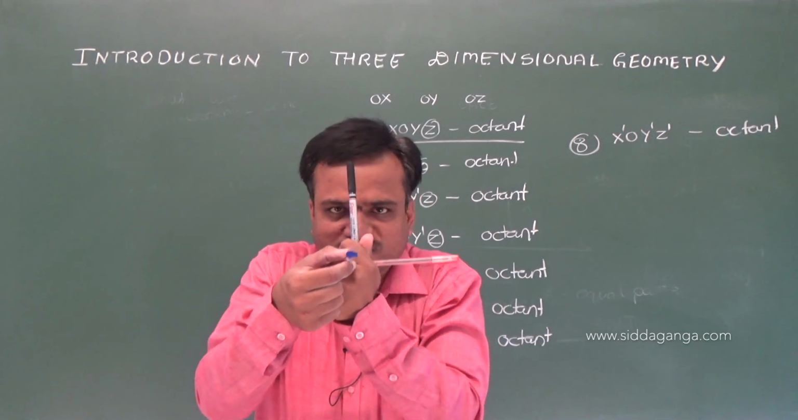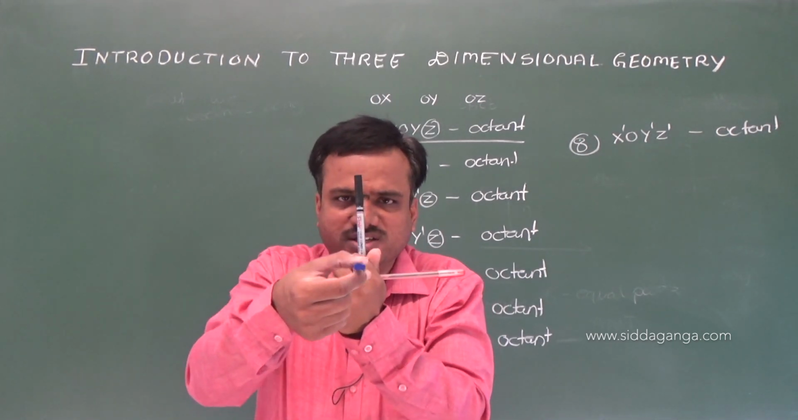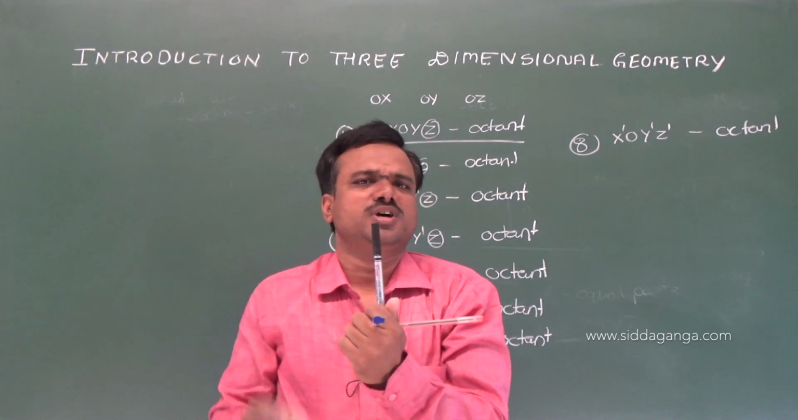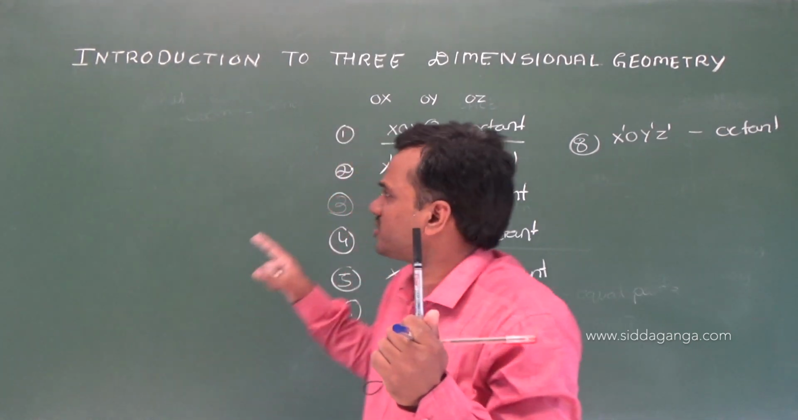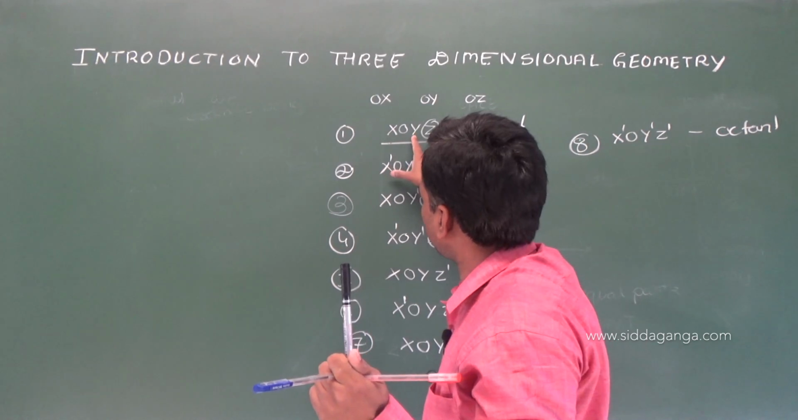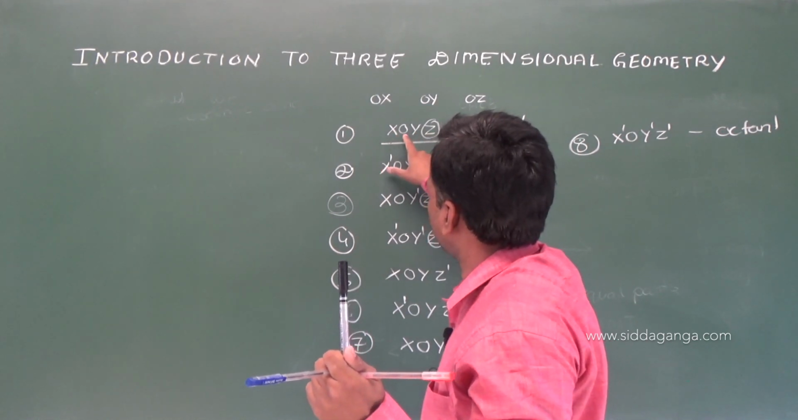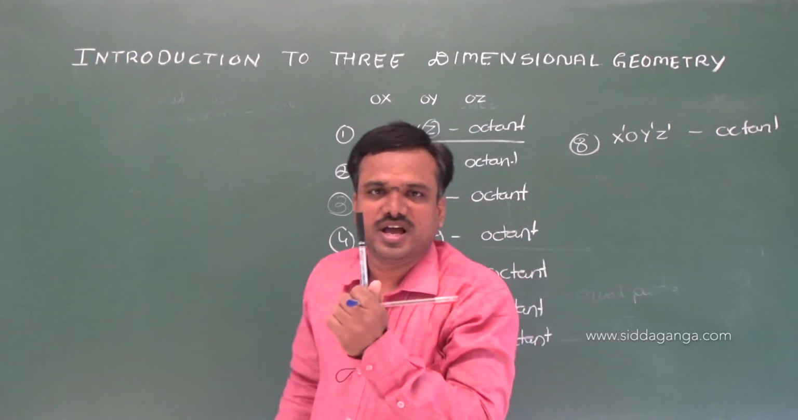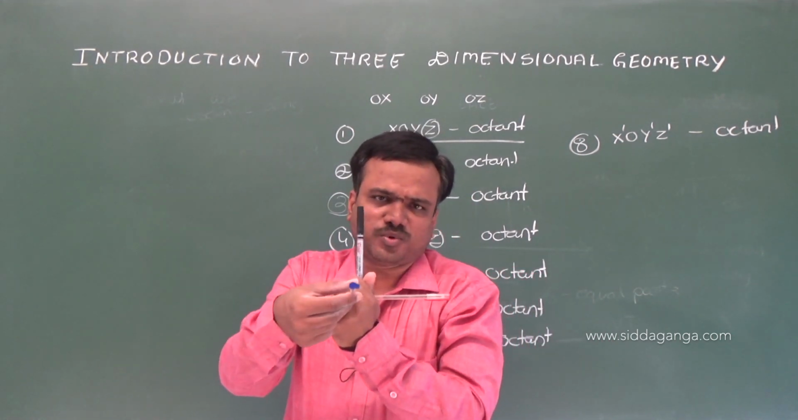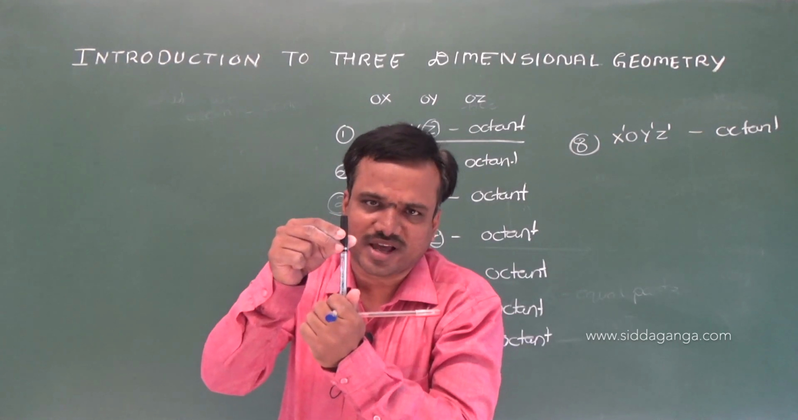So, this is the first octant. In this octant, X is positive, Y is positive, Z is positive. Correct? The octants are denoted by, first we write X, then the intersection point O, then Y, and then Z. X, O, Y, Z octant. So, positive Y axis, positive X axis, positive Z axis.